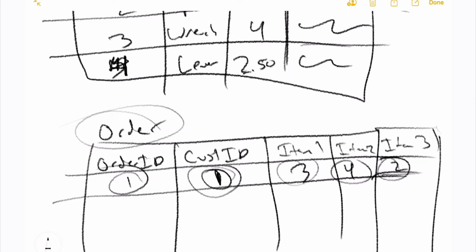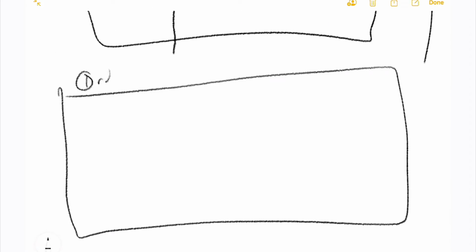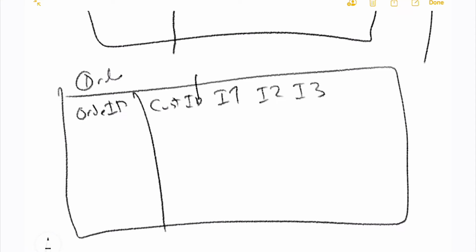So all of that information is there. And then you can have additional information. This gets a little long, but let's say you have the order table. The order table has the order ID, the customer ID, item 1, item 2, item 3, as we had before.